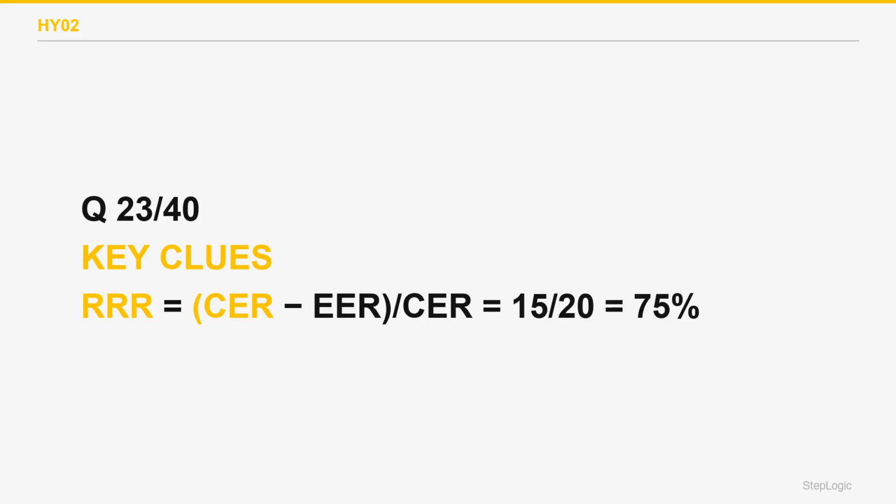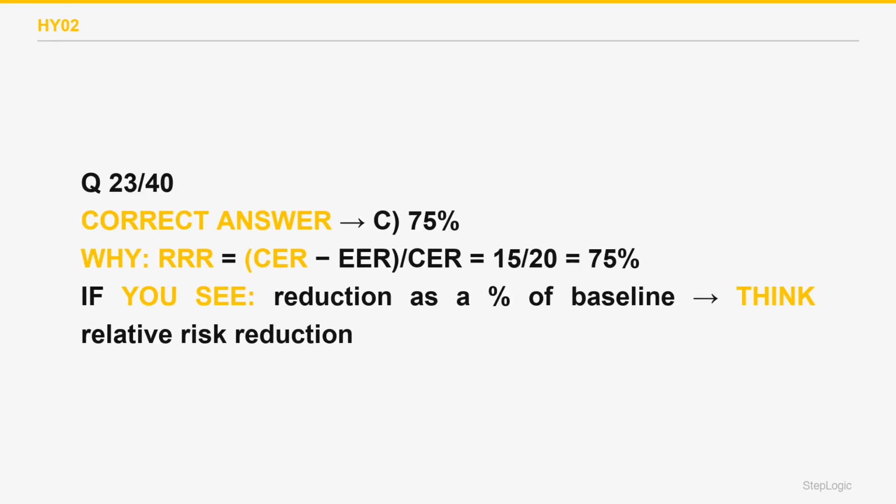Relative risk reduction expresses the absolute reduction as a fraction of the control rate: control minus treatment, divided by control. Here that is 15% divided by 20%, which equals 75%. The treatment cut the event rate by three quarters relative to placebo, a figure that sounds larger than the 15-point absolute drop. The correct answer is C.